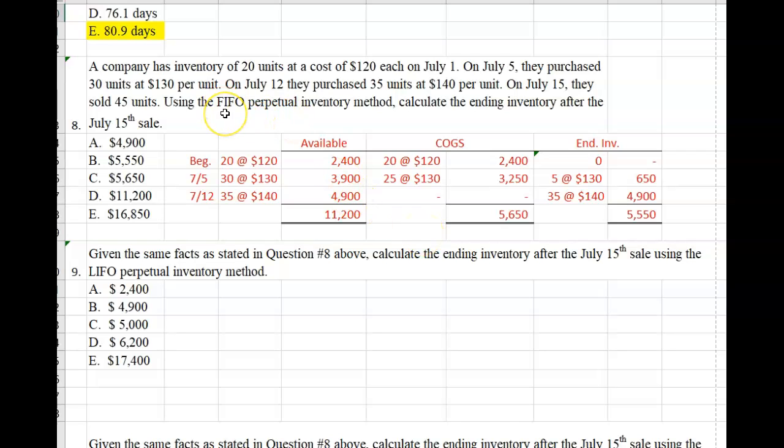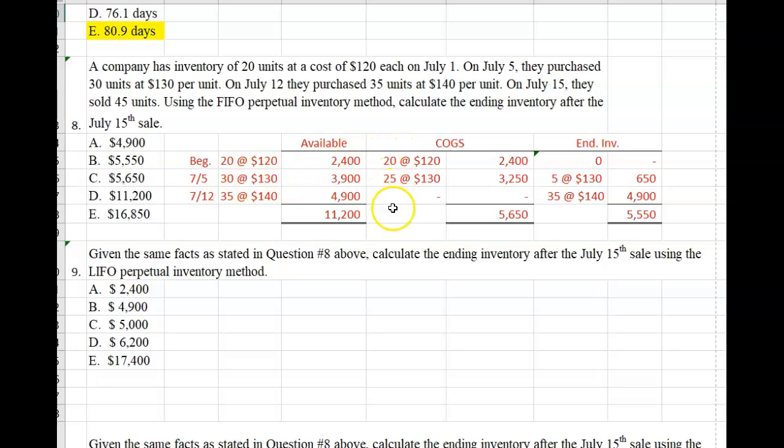So I said under FIFO, we assign the cost of the oldest inventory first, and then work progressively to our newest inventory. First in, first out. We sold 45 units. So I took all of the inventory in this first layer and assigned it to cost of goods sold. 20 units at $120 is $2,400 cost of goods sold.